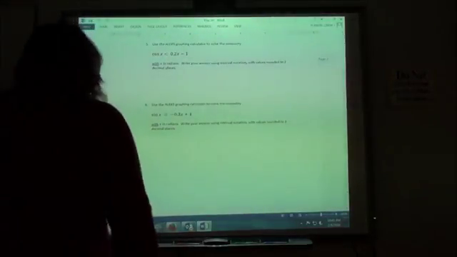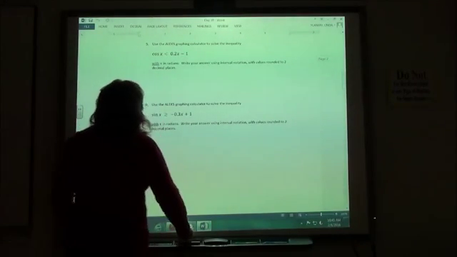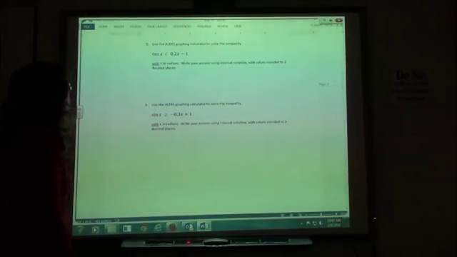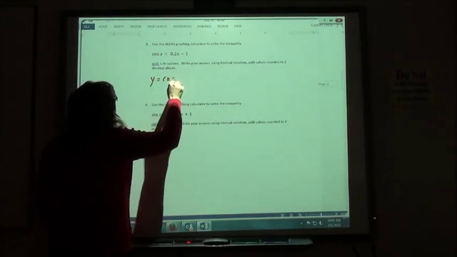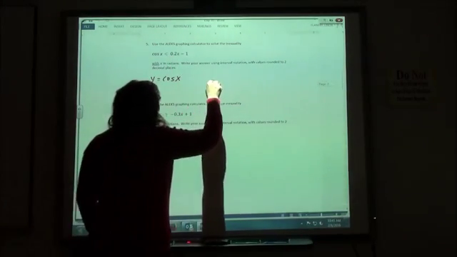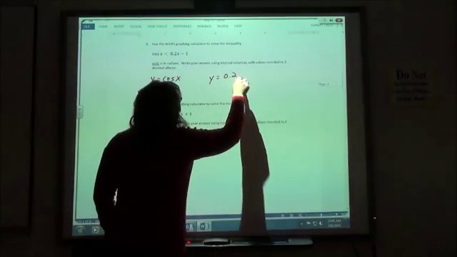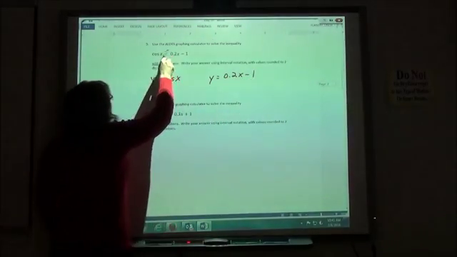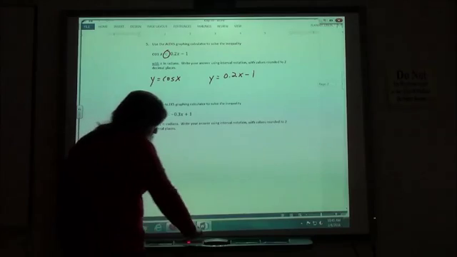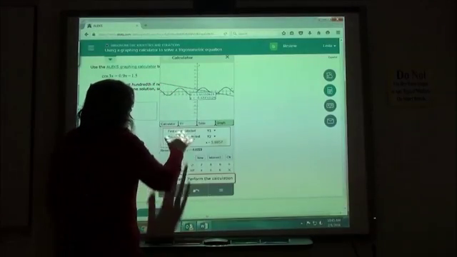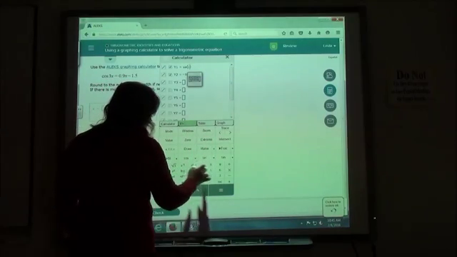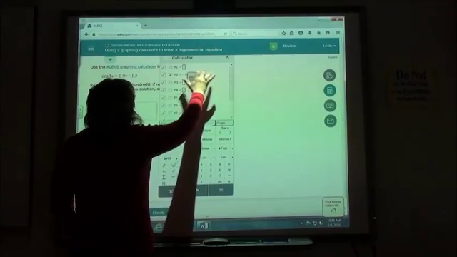Okay, number 5, we are figuring out where the cosine of x is less than 0.2x minus 1. So again, we're going to graph y equals the cosine of x. We're going to graph y equals 0.2x minus 1. We're going to figure out where it's less than. So going over to my graphing calculator, hit y equals, I'm going to clear out those ones that are in there already.